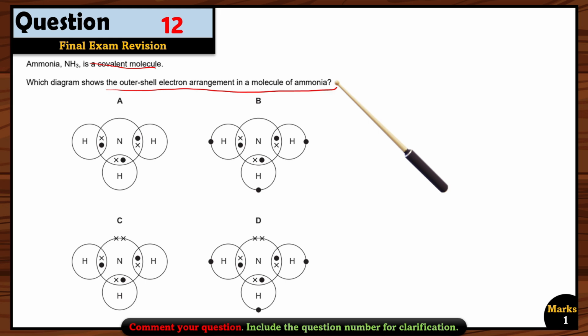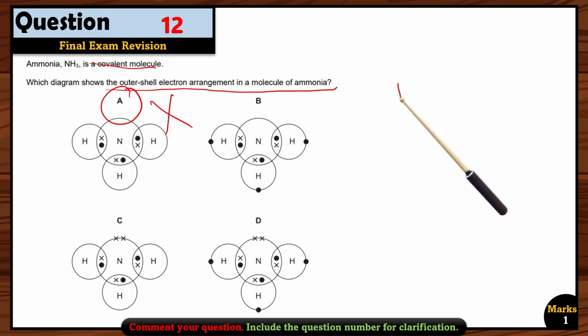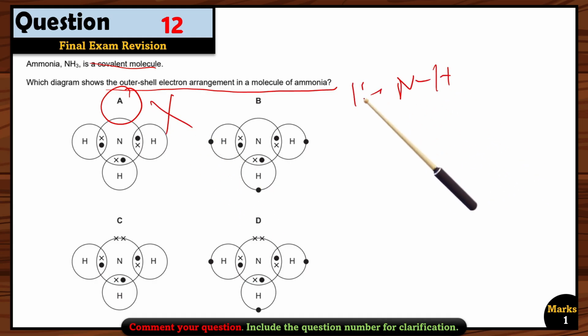They know this one, but they forget about the electron pairs that are not involved in bonding. For example, most of the students will try to choose option A, which is wrong. Why? They think that ammonia is making 3 bonds with H, right? So they think, okay, 1 bond, 2 bond, and 3 bond. And they think that option A is right, which is not right.